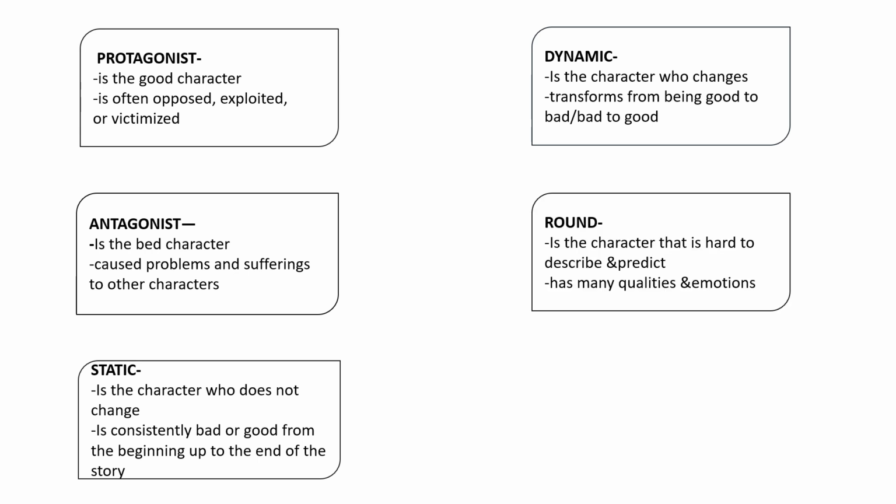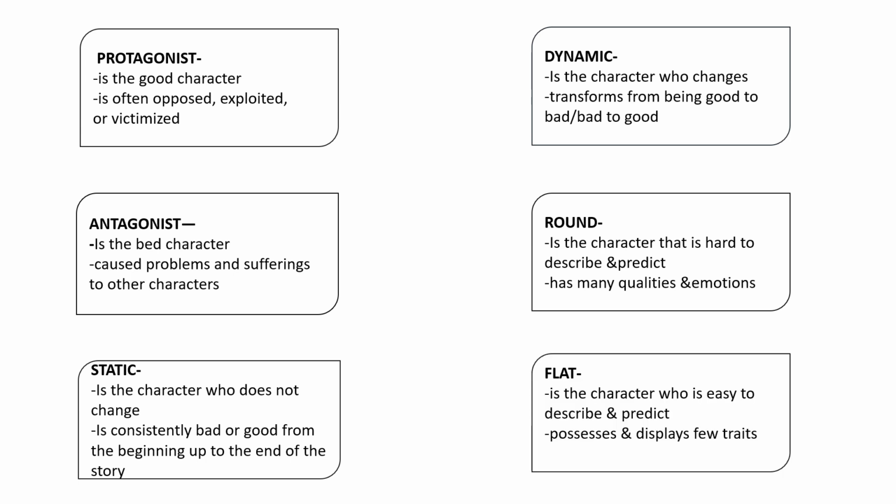Round is a character that is hard to describe and predict. He has many qualities and emotions. Hamlet is a round character because he shows a range of emotions and changes his mind, just like a real person. Flat is a character who is easy to describe and predict. He possesses and displays few traits. Benvolio from Romeo and Juliet is the wonderful example.